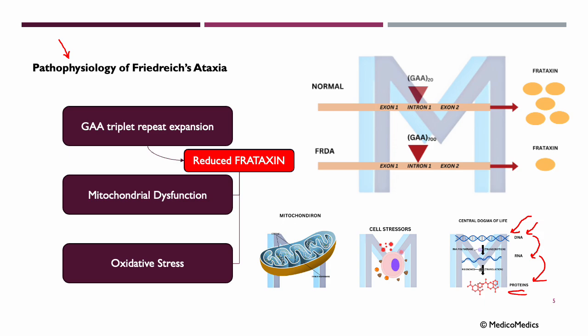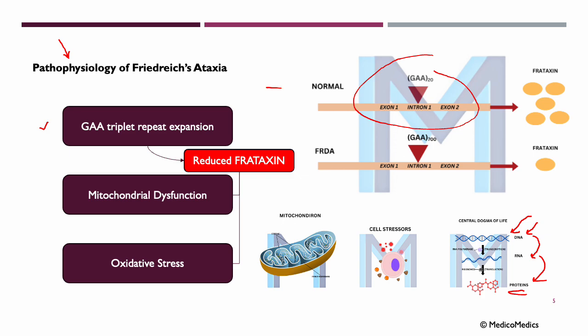Now, the genetic issue in Friedreich's ataxia begins with the concept of GAA triplet repeat expansion. Now, what is a GAA expansion? So, a GAA triplet repeat refers to a sequence of 3 nucleotides, guanine, adenine, adenine, and they are repeated multiple times in the first intron of the frataxin gene.